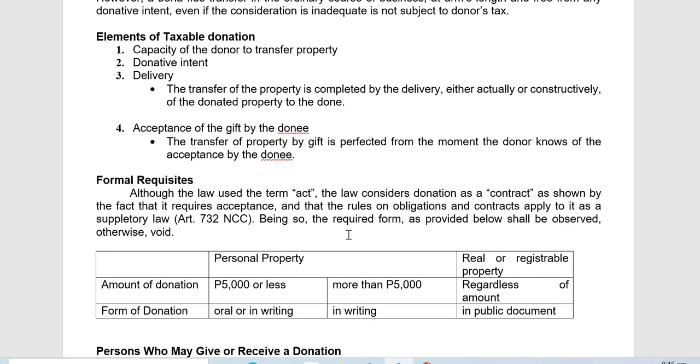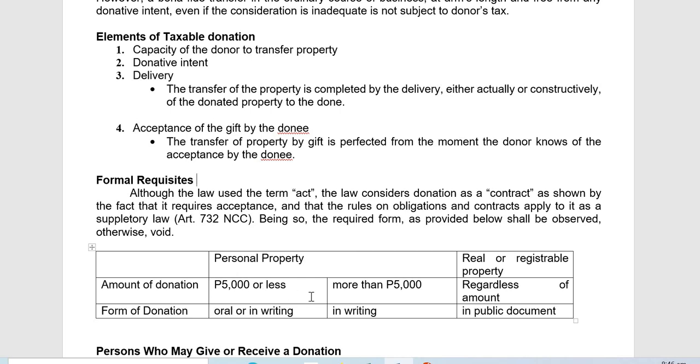What are the formal requisites for a donation? Although the law used the term act, the law considers donation as a contract, as shown by the fact that it requires acceptance and that the rules on obligations and contracts apply to it as supplementary law. Being so, the required form as provided below shall be observed, otherwise void. So pag hindi ma-follow ito mga requisite, the contract of donation is void.